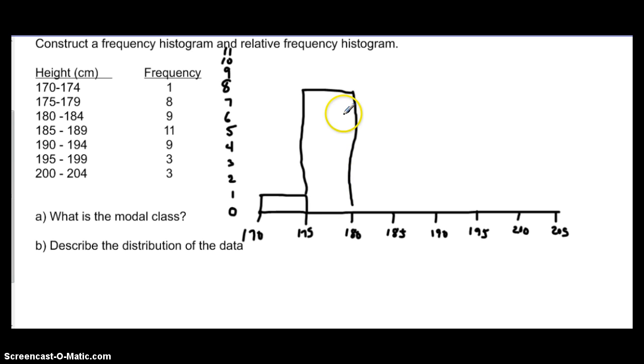Okay, so I think you get the idea. Go ahead and I'm going to pause and straighten my lines out here, and go ahead and fill in the rest, so that you'll have 9 in this area, 11, 9, and then 3 and 3. So go ahead and fill in your chart and then bring it back.